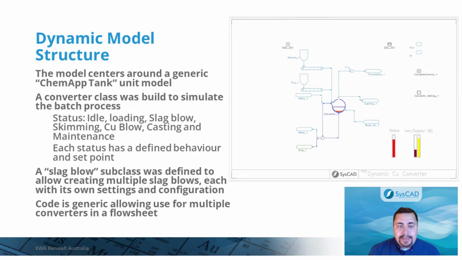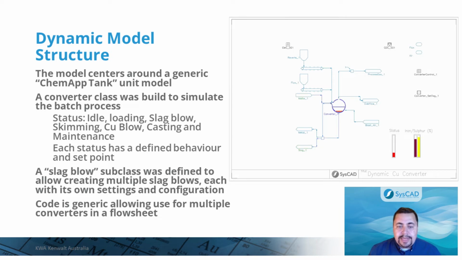To make the model more versatile, reusable, and encapsulated, a converter class was defined using the SysCAD PGM programming language. This is a built-in programming environment which allows for user-defined custom routines and settings. In this case, the converter class specifies the various states that the converter can be. For example, loading, slag blowing, skimming, copper blowing, casting, idle, or waiting, or even down for repair. The result is an easy-to-read code file from which a user can review the PLC logic.